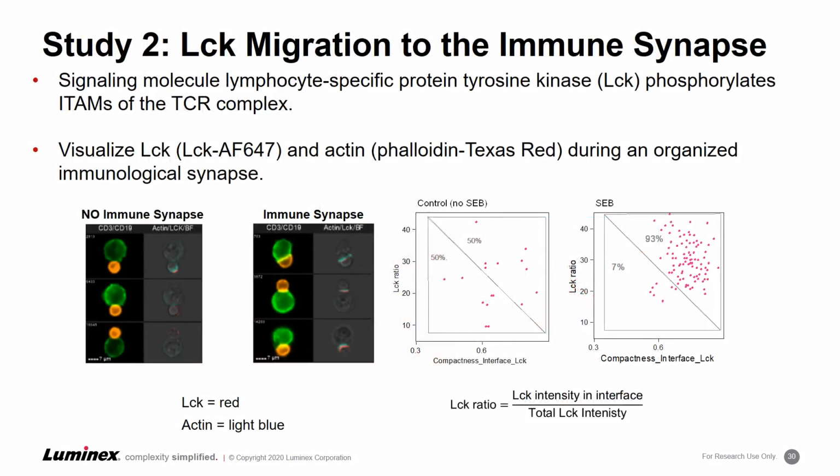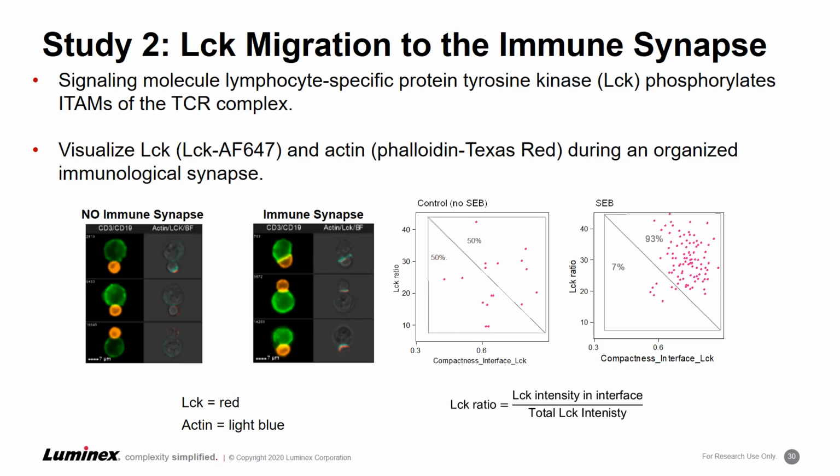So for our next study, we're going to be looking at the signaling molecule lymphocyte-specific protein tyrosine kinase, or LCK. LCK phosphorylates ITAMs of the TCR complex, and we used LCK Alexa Fluor 647 to visualize LCK and phalloidin Texas red to visualize actin this time. We have different composite images than we had before. So we had CD3 in orange, CD19 in green, and then the other composite image has bright field overlaid with actin shown in light blue and LCK shown in red.